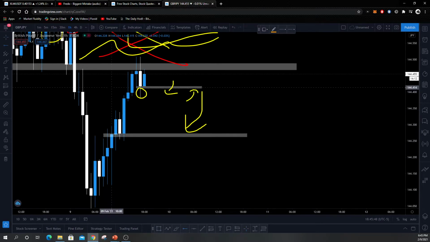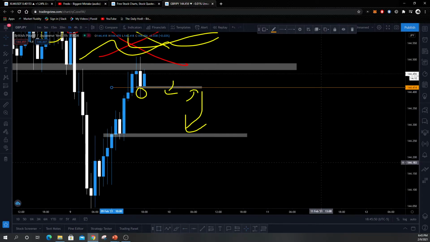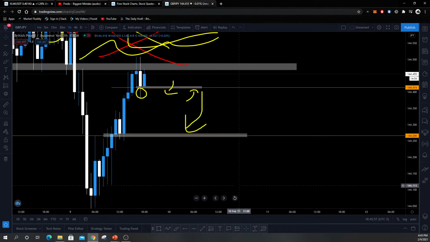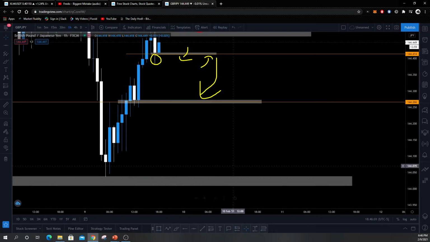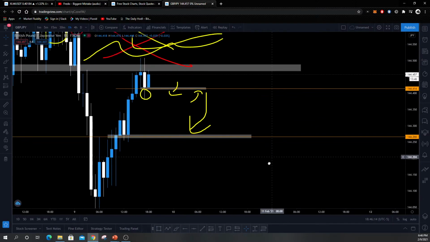So this area is at 144.414. That's where you would be looking, below this area, and you would be targeting 144.266. So that would be your first target. Your second target for the sells would be all the way down here until 144.00. If you get it, then beautiful. If you don't, then that's just the game. You cannot get more than the market gives you. Okay, and for the analysis, that would be it.